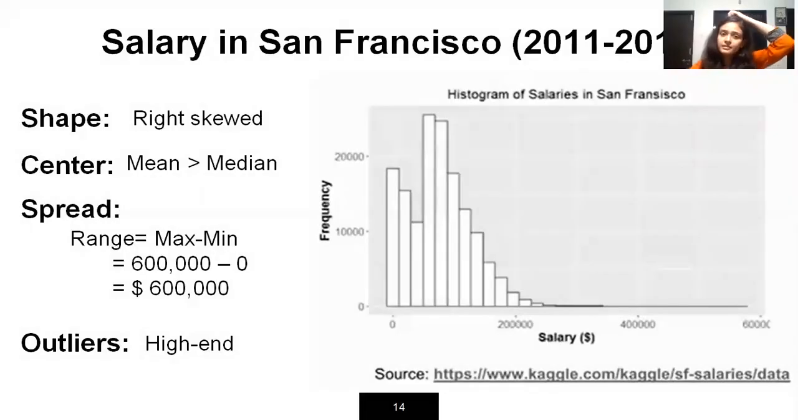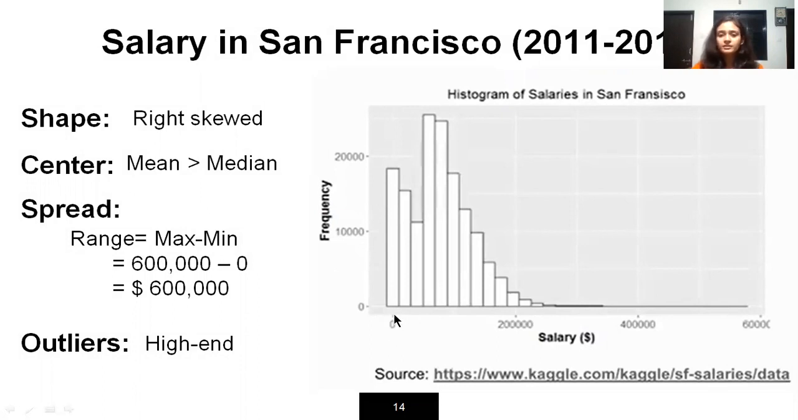Next is the salary in San Francisco. It is the data set from 2011 to 2014. This data set you can find from kaggle.com. From that data set, this histogram is plotted. What this histogram is telling is that in my data set, the data is present. My x-axis is showing the salary, my y-axis is showing the frequency.